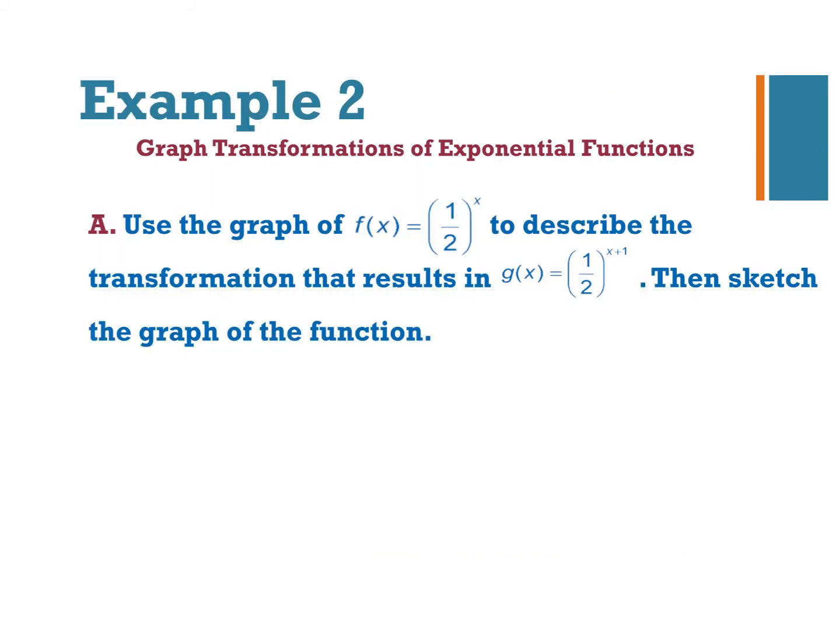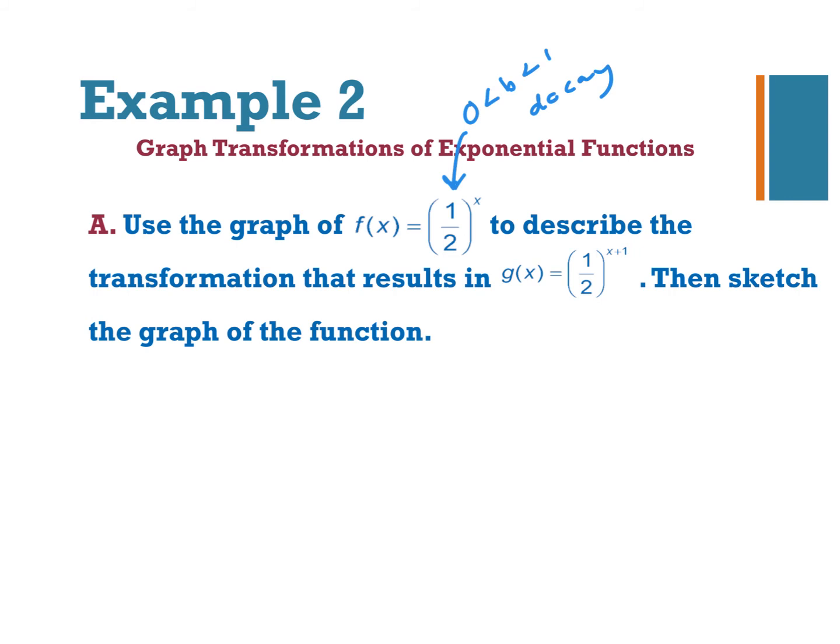So here it says, use the graph of f of x equals 1/2 to the x to describe the transformation of g of x, and then sketch the graph of that function. So if you graph the parent function here, 1/2 to the x, notice the b value here, that's between 0 and 1. And so that's going to tell me that that's going to be a decay function. So it's going to look like a decay.